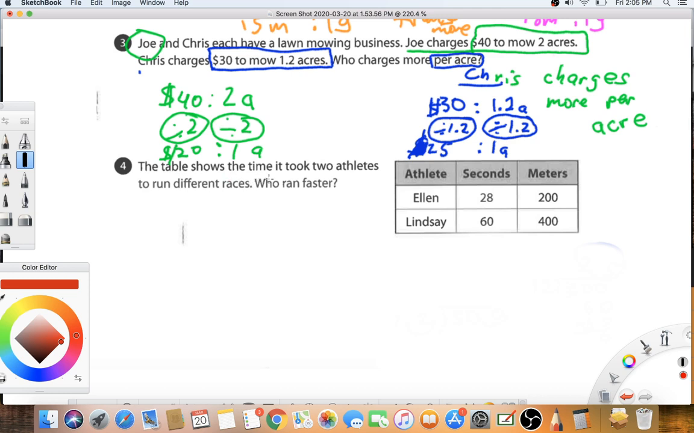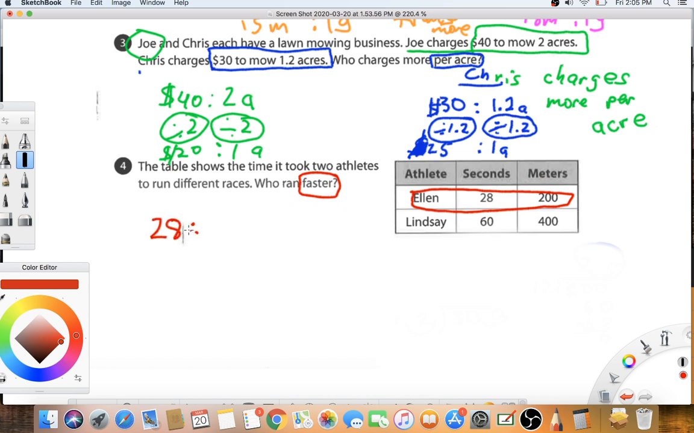It says the table shows the time it took 2 athletes to run different races. Who ran faster? So Ellen ran it in 28 seconds per 200 meters, and Lindsay ran it at 60 seconds per 400 meters. So who ran faster? For faster, we can look for 1 second, how fast was it in 1 second? Or we can find out how many seconds it takes them to do it in 1 meter or 100 meters. So you either have to make the seconds the same or the meters the same. I know that sounds a little bit weird, so let me just write it first.